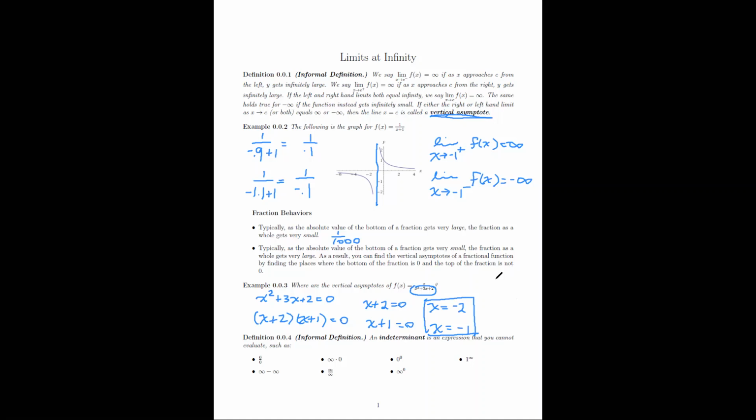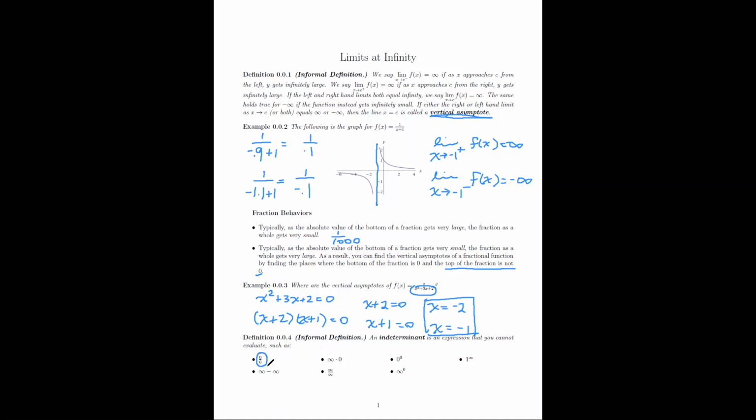Now you'll notice when we're talking about this, we had to clarify that the top of the fraction is not 0, right? If the bottom of the fraction is 0 and the top isn't 0, then that's where we have our vertical asymptotes. Why did we have to do that? Well, that's because if we have 0 over 0, this is an indeterminate. This is an expression that doesn't mean anything. And the 0 over 0, that's what we've been seeing for the last couple of weeks as we've been evaluating functions. And when we got 0 over 0, we had to try something new, right? Usually it was factoring or simplifying in some way.